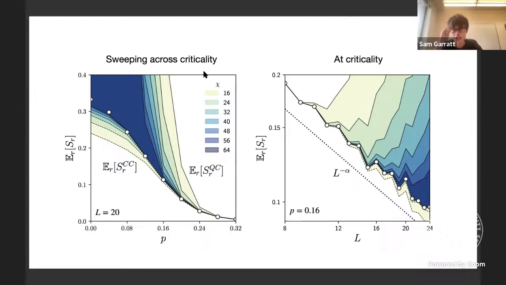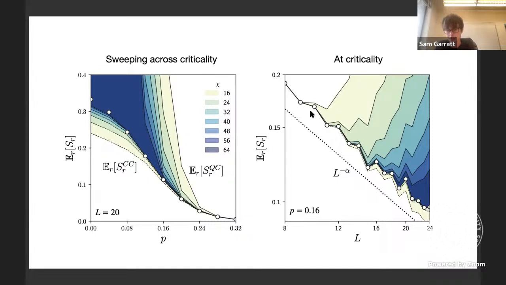Right. Next, let's ask what's going on actually at criticality. At criticality, we expect the entanglement entropy to decay as some inverse power of the system size L. And this dotted line here is just a fit to the white dots, the exact results, which I've offset from the data. Again, we can see a similar kind of behavior. We see that with the classical simulation, as you go to larger and larger system sizes at fixed bond dimension, your simulation gets worse, and this bound gets wider.